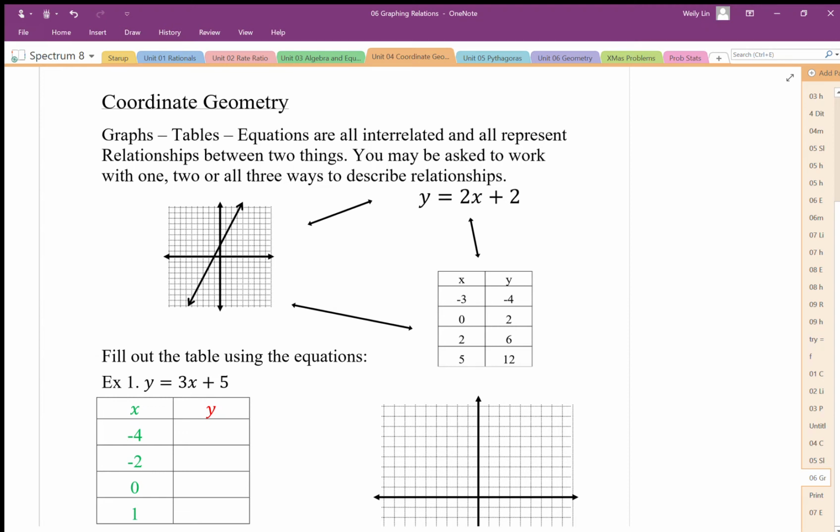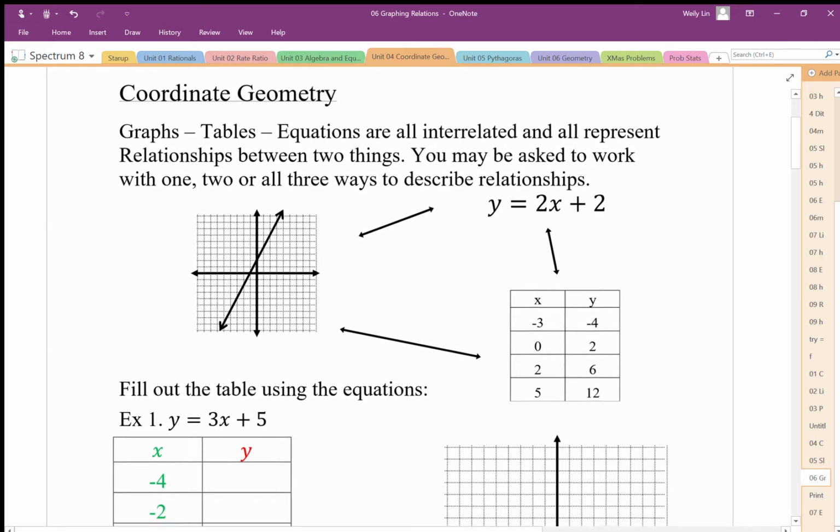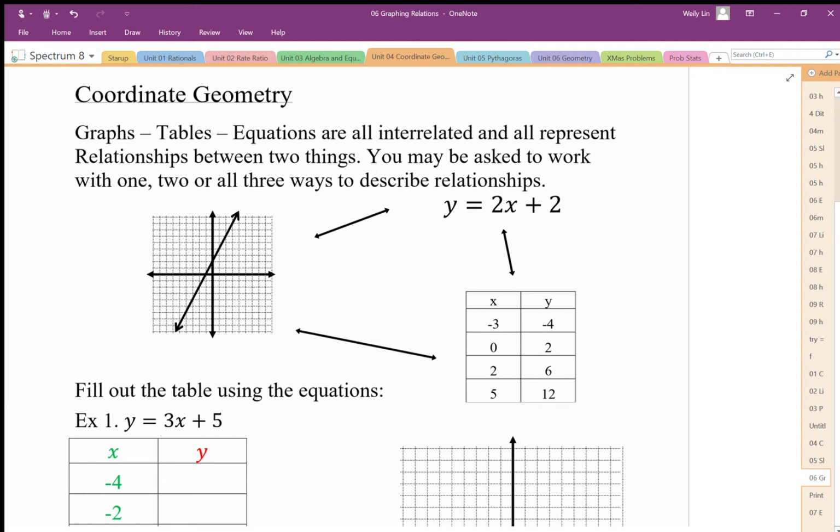Okay, so looking at some of the big ideas of graphing, we know that graphs, equations, and tables are all interconnected. If I have a graph, I should be able to come up with an equation or a table. If I have a table, I should be able to draw the graph, come up with an equation. The other part of this is there's two things really that we're looking for when we talk about straight line relationships. And that's all we're really dealing with right now, straight line relationships.